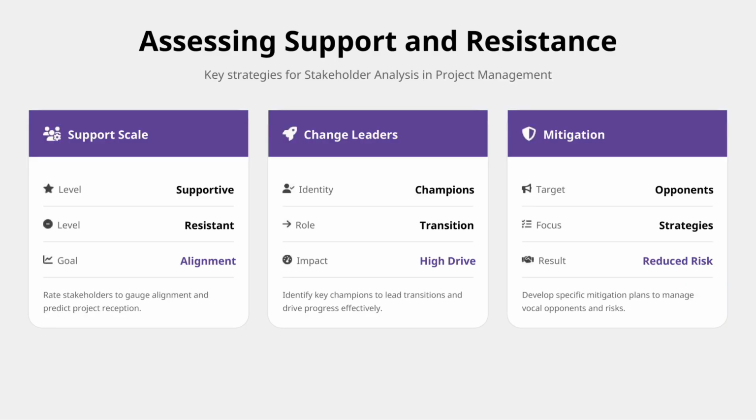Assessing support and resistance involves rating stakeholder alignment, identifying change champions, and developing mitigation plans for opponents. This slide explains how to spot high-drive leaders who can push transitions, quantify support levels, and create targeted strategies to reduce risk from vocal or influential detractors.